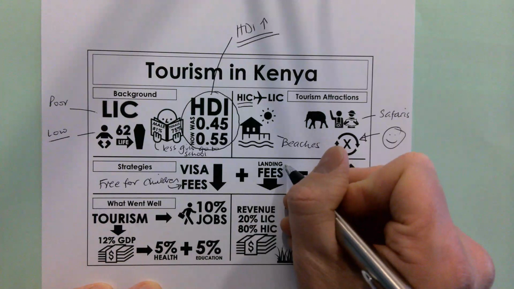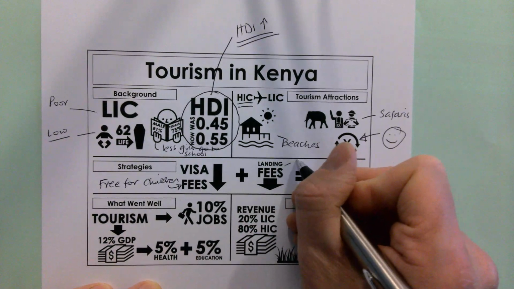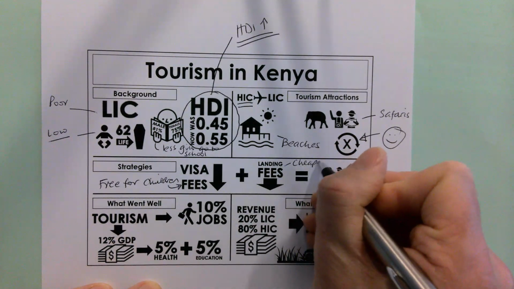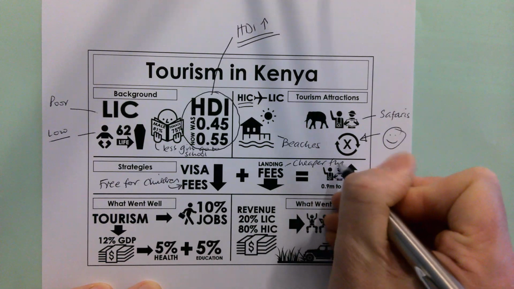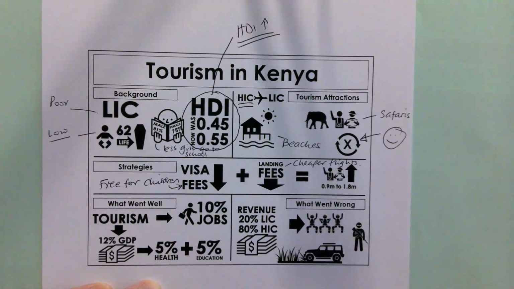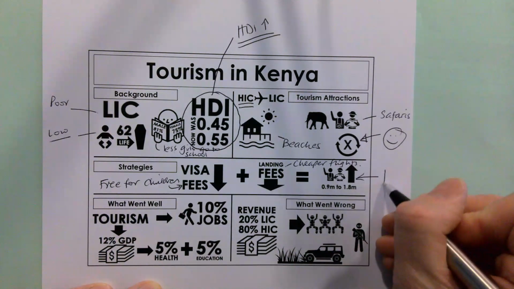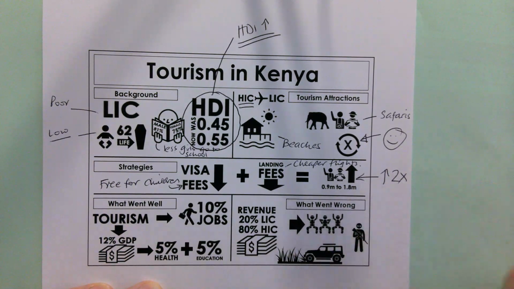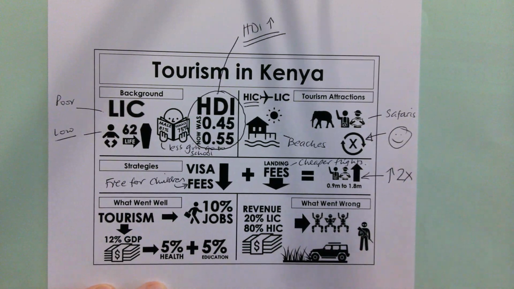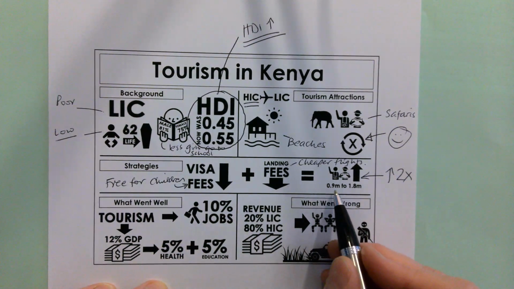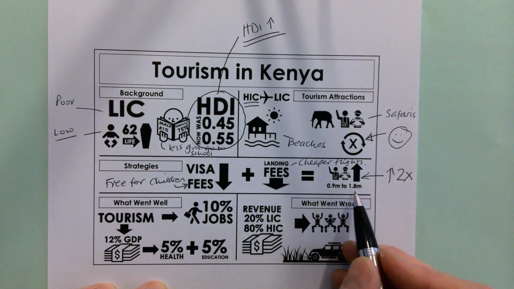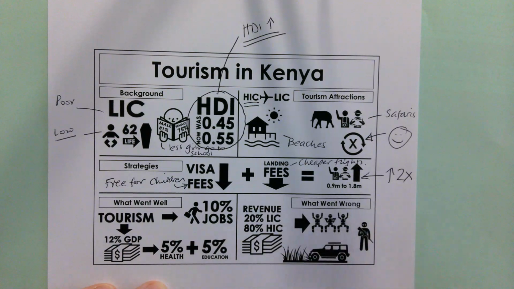And they've also reduced the landing fees, so it's now cheaper to fly there. Flights are cheaper to the country. So what that's done is it's made tourism increase by 2 times. Okay, it's gone from 0.9 million per year to 1.9 million tourists per year, so it's doubled. So what we've now got to look at very quickly is what's gone well with this.